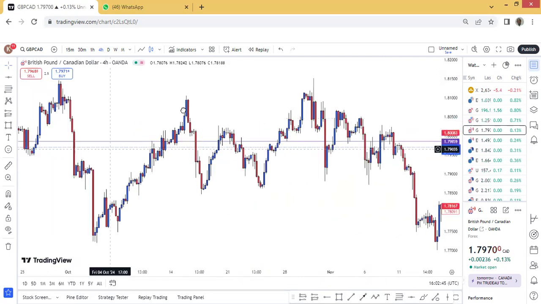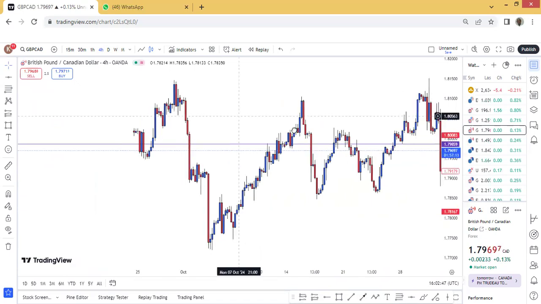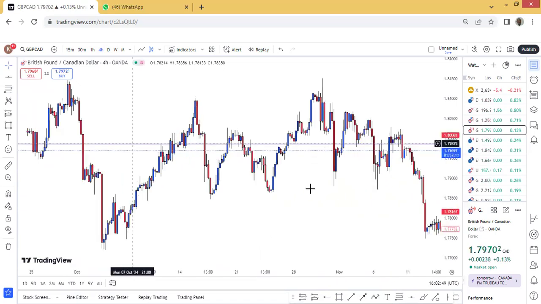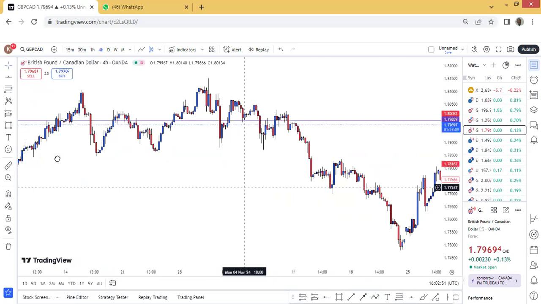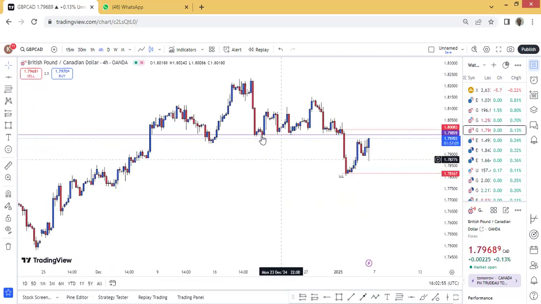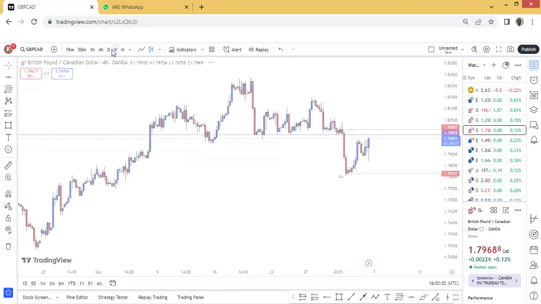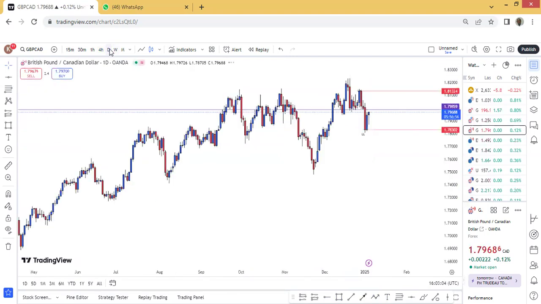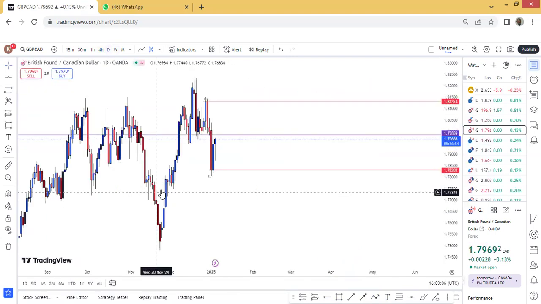So yes, but the reactions are not so good. Although in recent times, this 1, 2, 3. Let's go to the daily and see. Perfect. See, 1, 2, 3. See all these reactions.